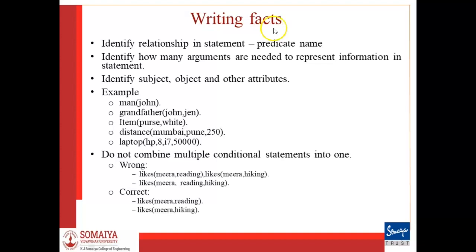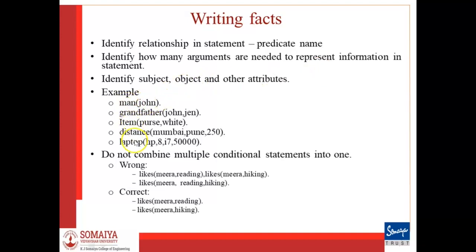So how do we write the facts? Read the statement and identify a relationship in the statement and that would become the predicate name. Identify how many arguments would be required to represent the information in the statement. For example, student information can depend on various entities, while mother information would depend on who's the child and who's the mother, so two entities. Now year equal to 2025 or day Wednesday is single argument information. So accordingly one can identify how many arguments would be required to represent the information in the statement.